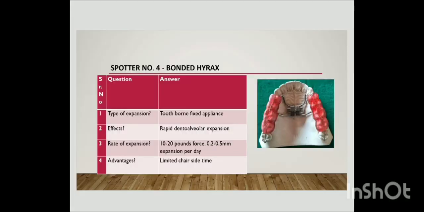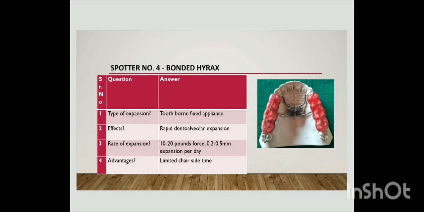Next spotter is bonded hyrax. The most frequently asked question is to differentiate between the bonded hyrax and the banded hyrax. In bonded hyrax, it comprises an acrylic splint that covers the posterior teeth, and the arms of the hyrax appliance are attached to the cap splints on either side. While in the case of banded hyrax, it has bands on the first premolar and the molars, and the arms of the expansion screw are soldered to the bands.